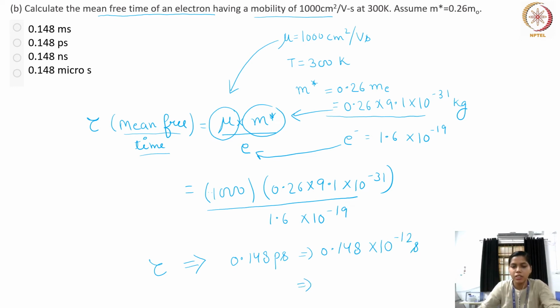So similar to the last question, the option can also be written like 1.48 into 10 raised to the power minus 13 second. So is this clear? Is this clear to everyone?